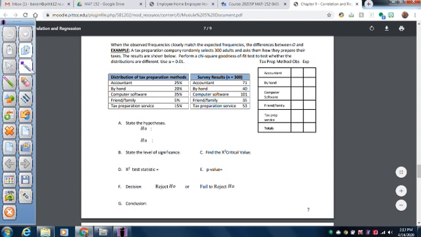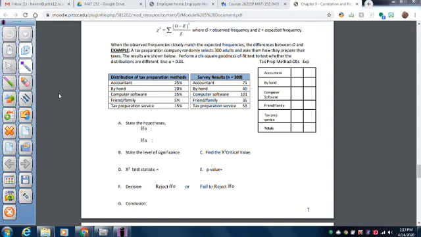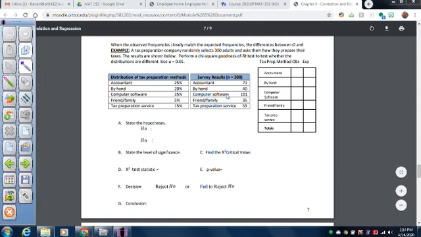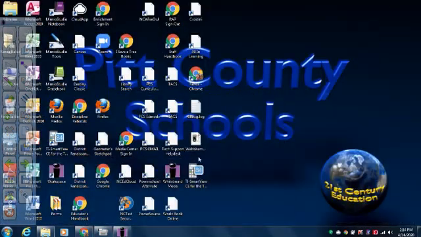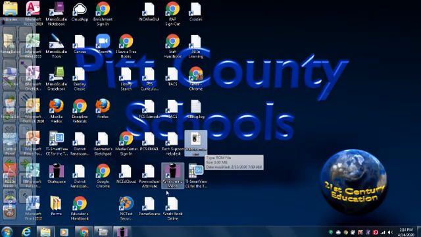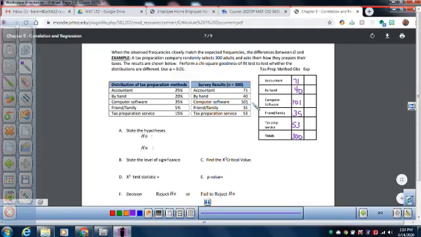So we are going to do the observed would be these numbers: 71, 40, 101, 35, and 53, and that should equal 300. Now I'm going to open my calculator real quick and show you how it's easy to do this in the calculator.